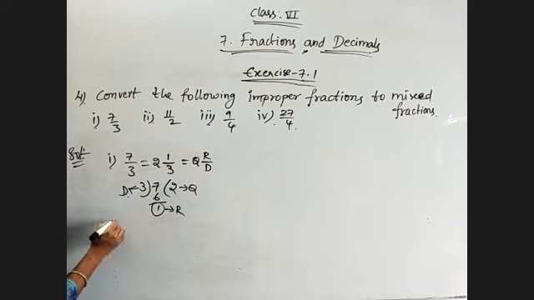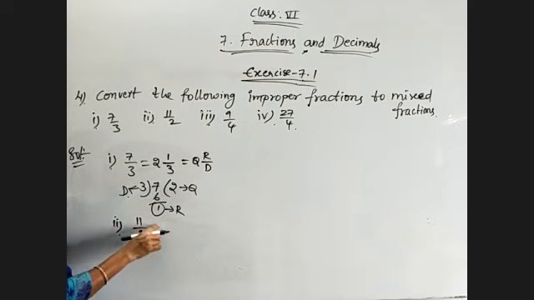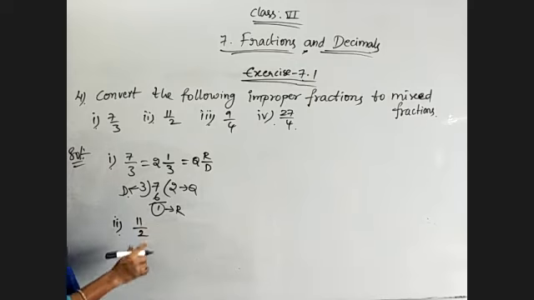Okay, now coming to the second question, 11 by 2. All the questions we need to do in this way only. So in 2 table 11 we will not get, we know that. But what is the nearer value? 2 5s are 10, means 5 has changed, still 1 is left. So we will get 5 1 by 2.